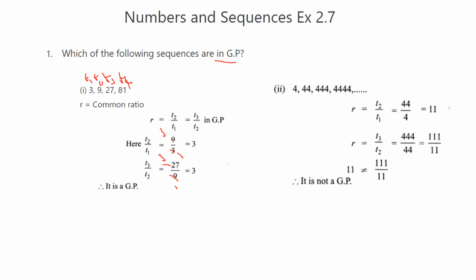4444. So here R equal to T2 by T1, 44 by 4. If you cancel you get 11. And T3 by T2, 444 by 44 equal to 111 by 11. That is, 11 is not equal to 111 by 11. Therefore, that sum is not a GP.